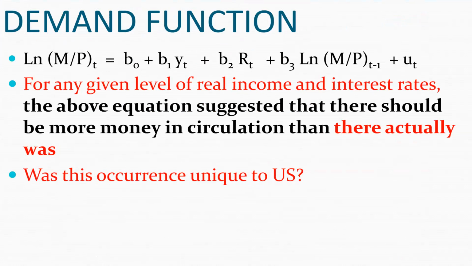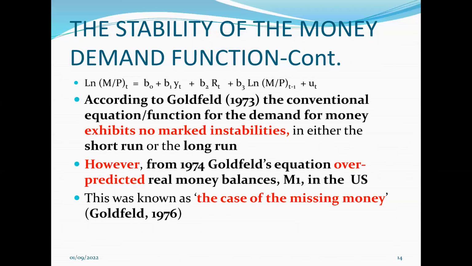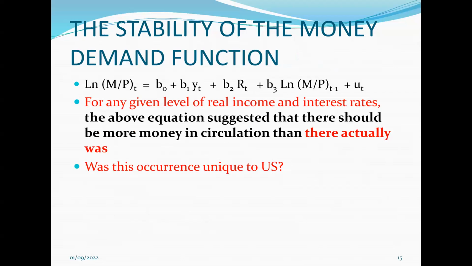Remember Goldfeld, before 1974, like 1973, somewhere there, there was no instability. There was no problem, both in the short run and in the long run. But after some time, you had the problem, especially ascribed to the prediction of the real money balances. The case of the missing money. How does it work?